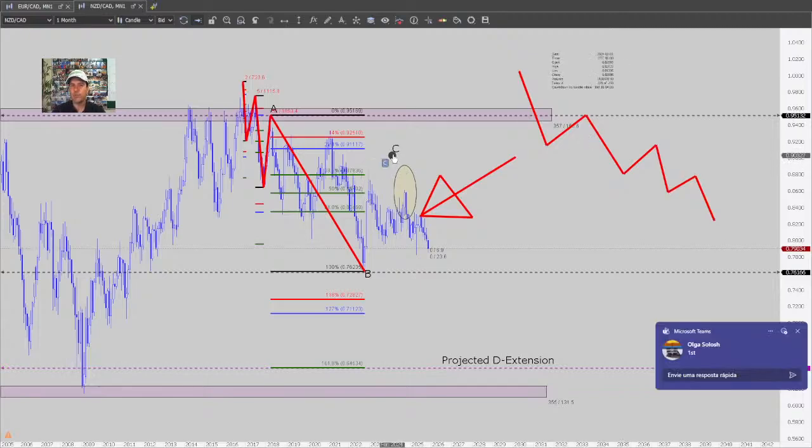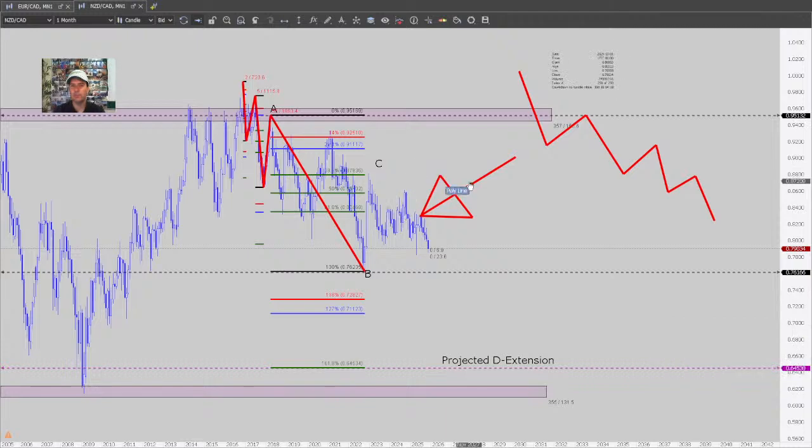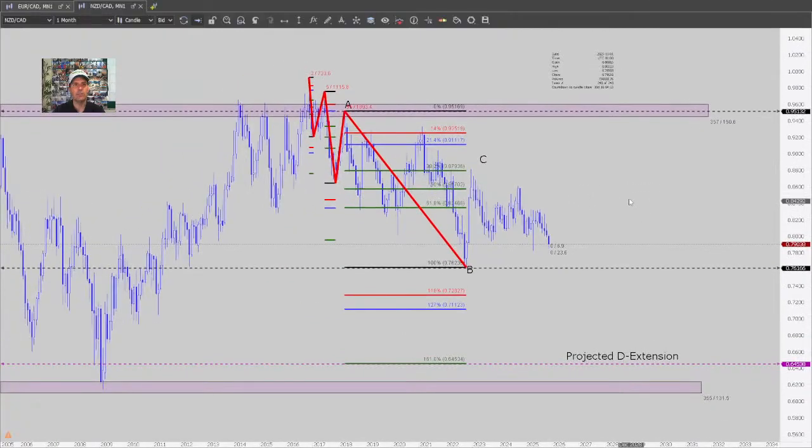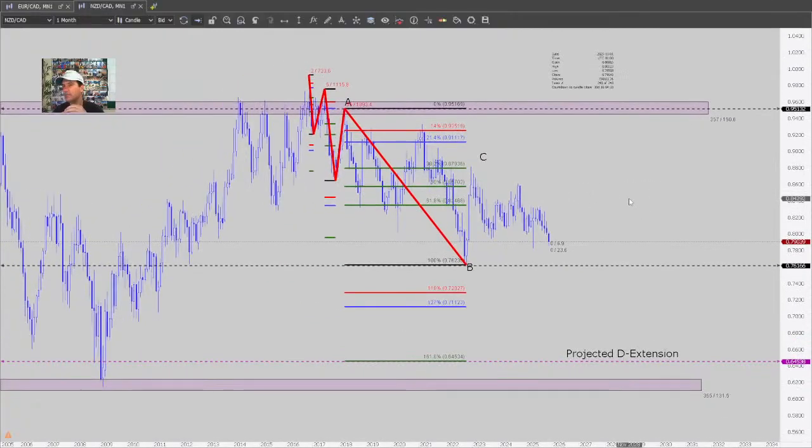Exactly, the first one. The first one is the C, everybody. O primeiro. Okay, check your charts. Check your charts on NZDCAD, everybody. Do you have the same Fibonacci as I do? Você tem o mesmo Fibonacci que eu? Everybody, do you have the same Fibonacci as I do?